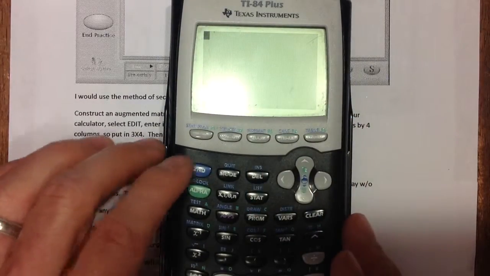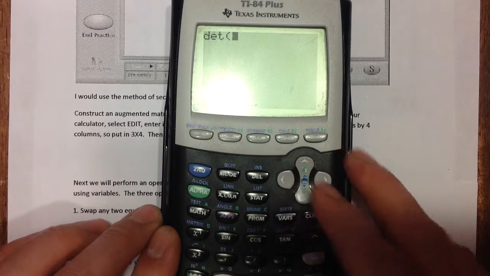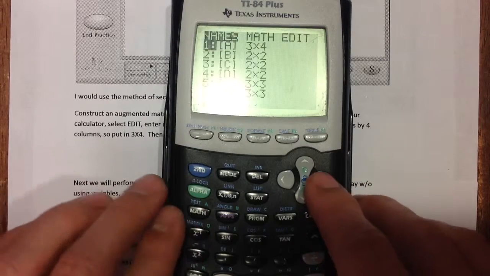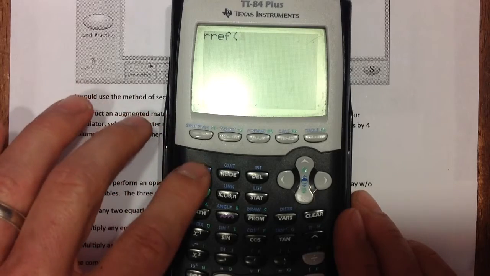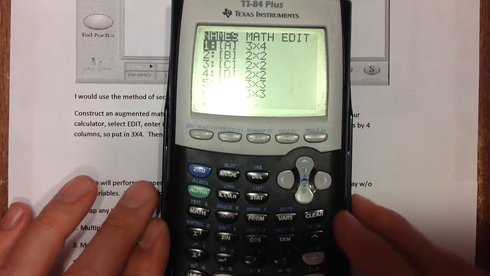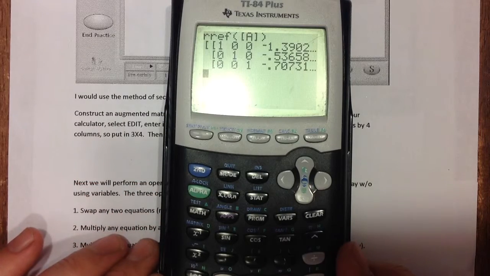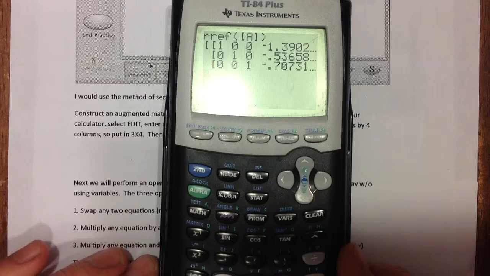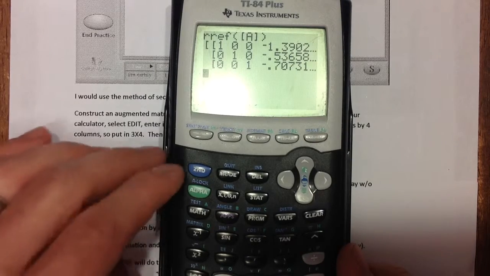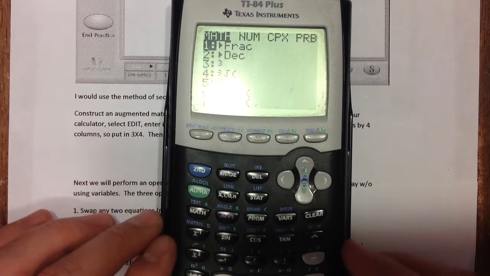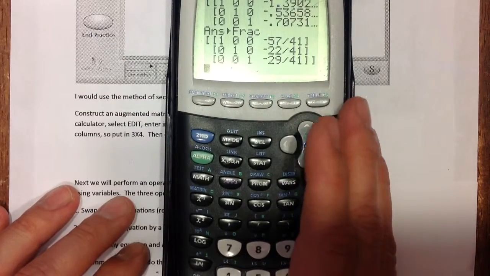I'm going to go back into my matrix, select math, arrow up. Let's try that again. Select math, arrow up to RREF, and then go back to calculator, to math, and put in A, our matrix A there. And our RREF looks like this. Well, that's sort of ugly. So what I can do is, if these are fractions, I can turn them into fractions. All I need to do is push math and frac. And this is what I get.